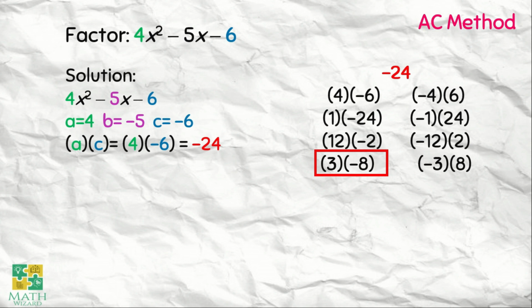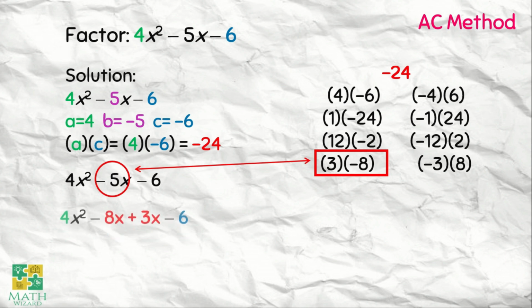So we have 3 and negative 8 because 3 minus 8 is negative 5. Next step, we copy the original number, 4x squared minus 5x minus 6. Ang next step natin ay yung negative 5x, we are going to replace that by 3x minus 8x. Okay? I repeat, the middle term, which is negative 5x, we replace that one by 3x minus 8x or negative 8x plus 3x.